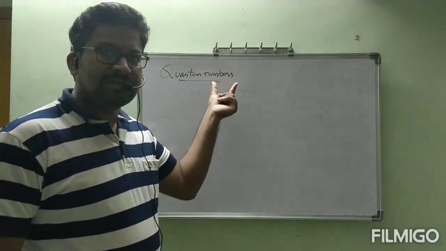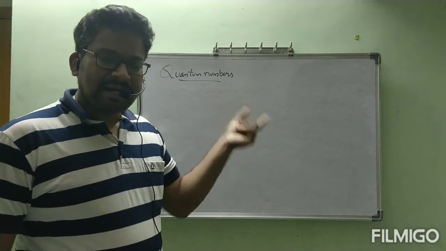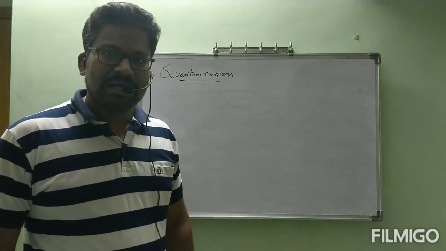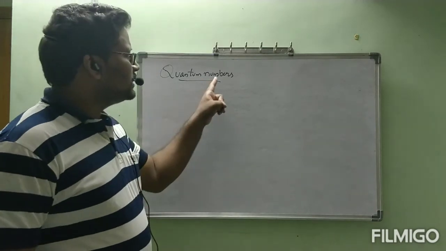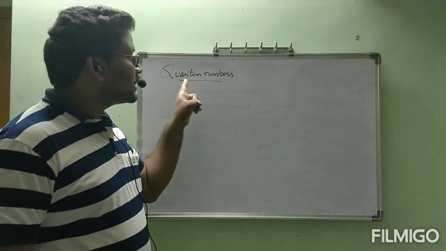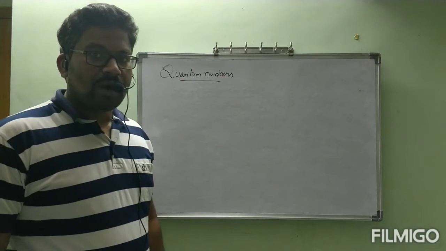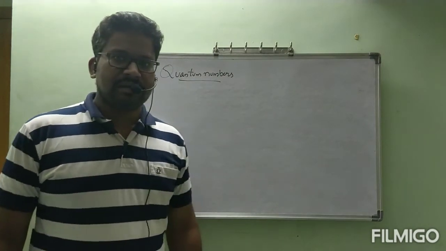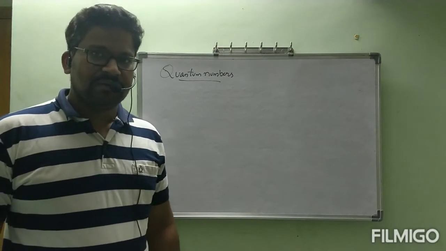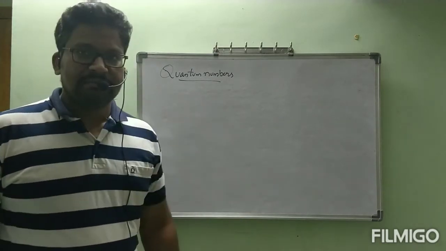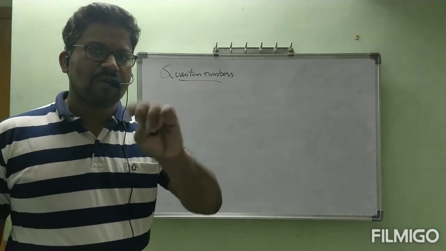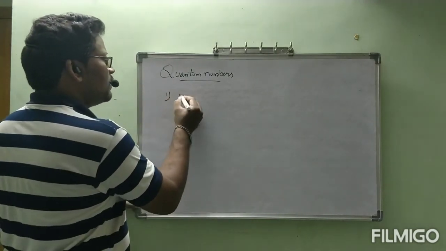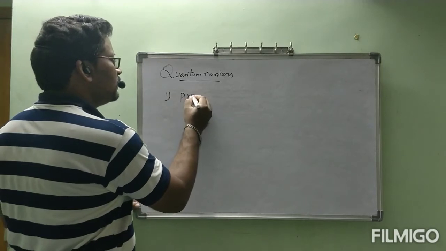These are simple numbers, like -1, -2, -1/2, +1/2. They are constant numbers. Quantum means constant, fixed. Some fixed numbers are there for identifying the electron. Those are called quantum numbers. There are 4 quantum numbers. The first one is the principal quantum number.